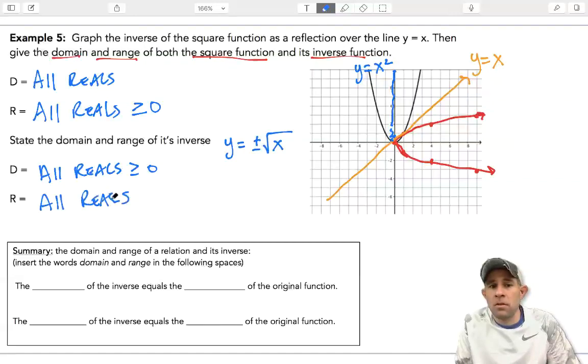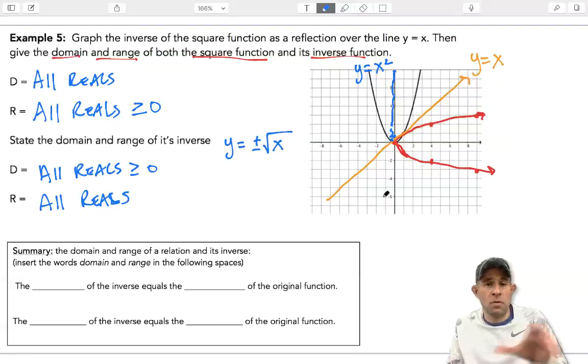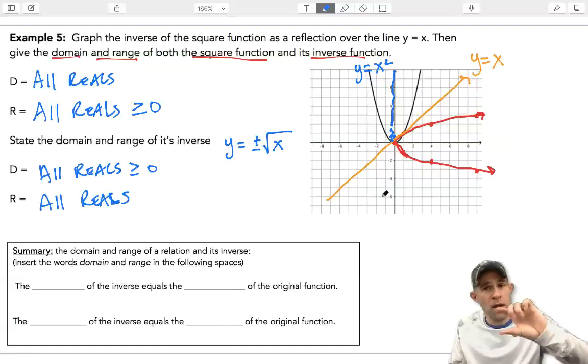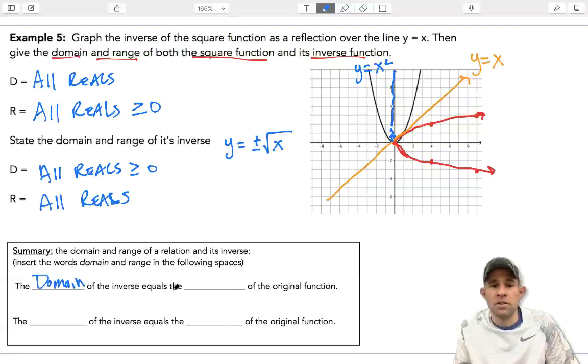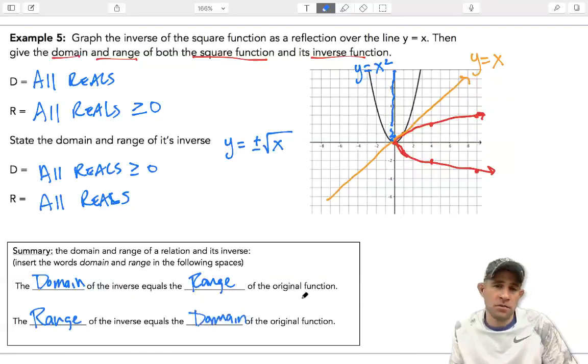So hopefully you noted that pattern, that when we take inverse functions, their domain and range just switch. The domain of the inverse is equal to the range of the original function, and vice versa. The range of the inverse is equal to the domain of the original function. And that's how inverse functions operate.